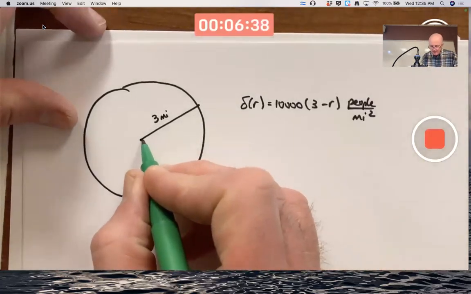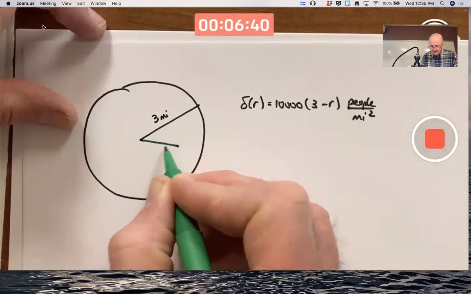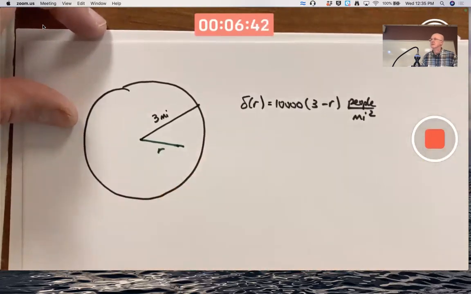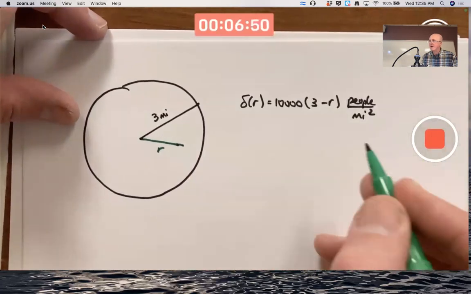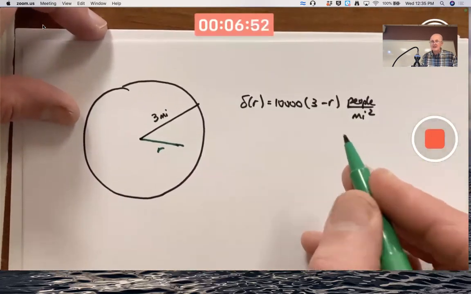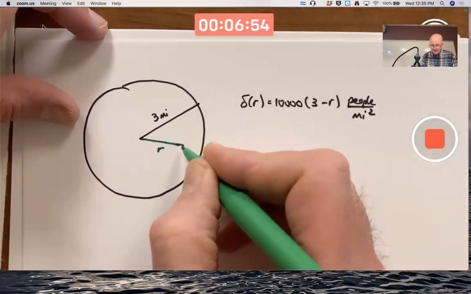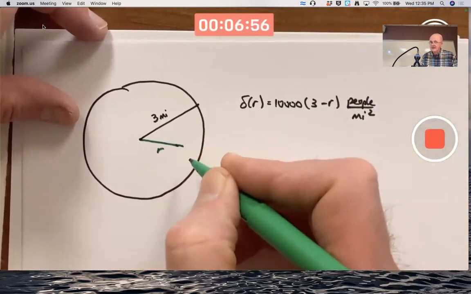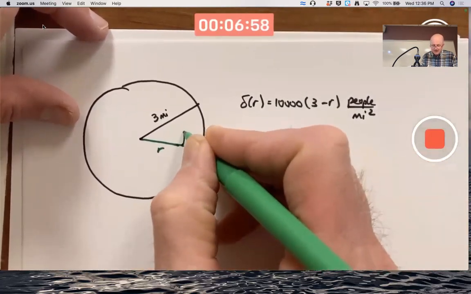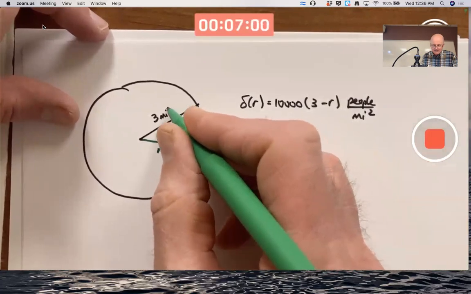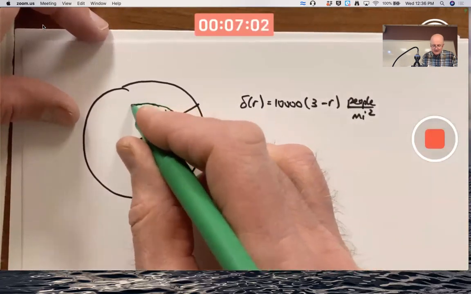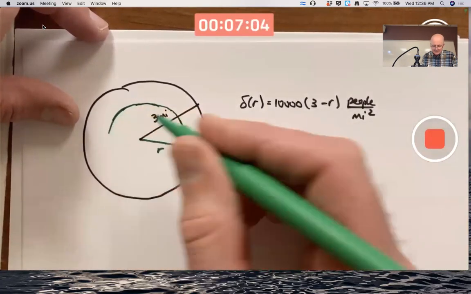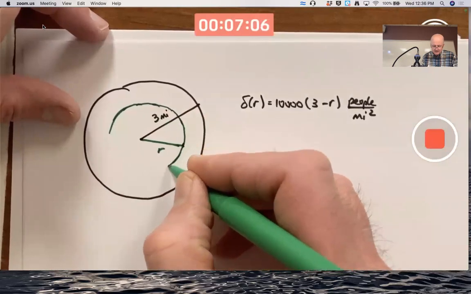Imagine you're at an arbitrary distance r from the center of the circle. The problem says this population density only depends on r. In other words, it's constant when r is constant. It's constant along circles centered at the center of the city of radius r, where r is fixed.